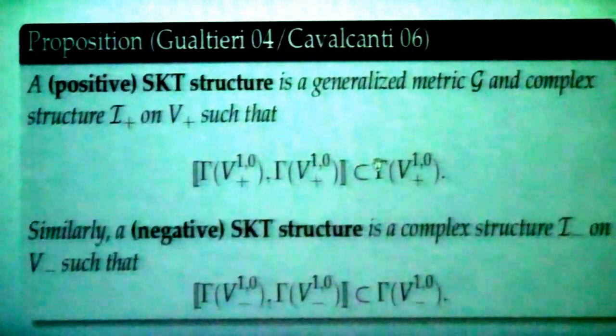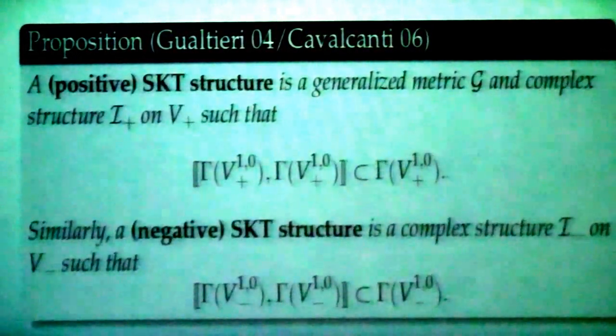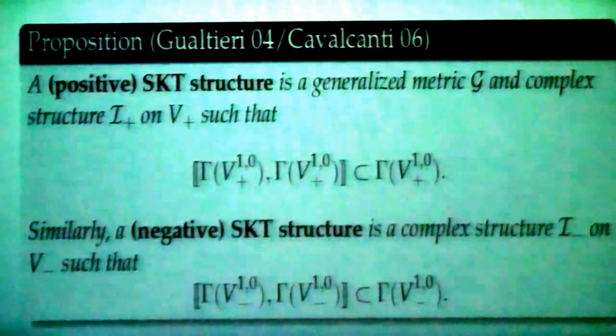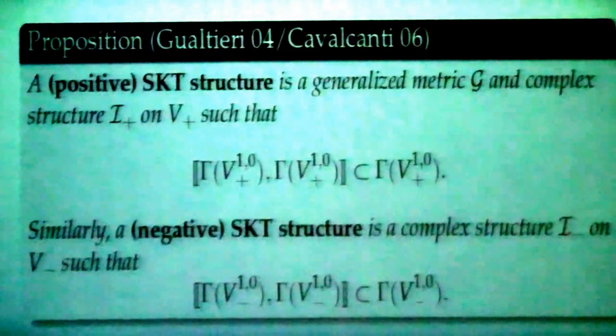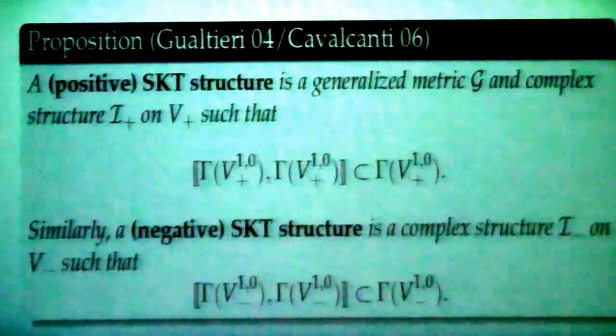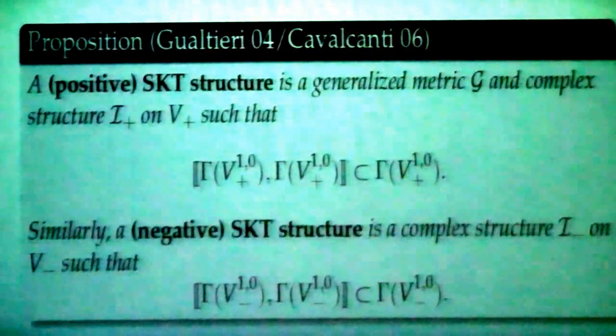I'll just pick a complex structure on V minus. Any one will do for now. So it's an unnatural extension. You just pick one and can phrase everything back in terms of generalized Hermitian structures by using the complex structure on V plus and the complex structure on V minus and extending that by linearity.